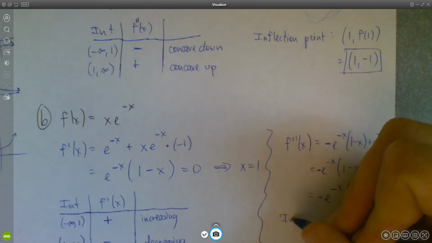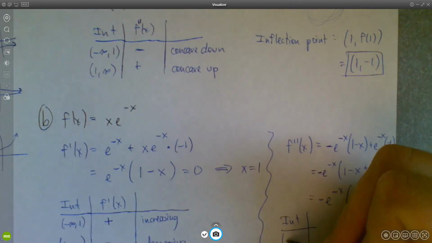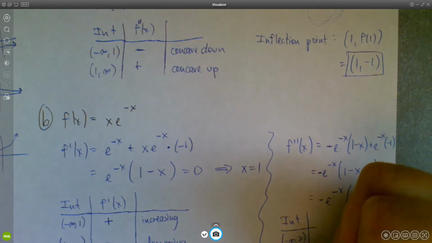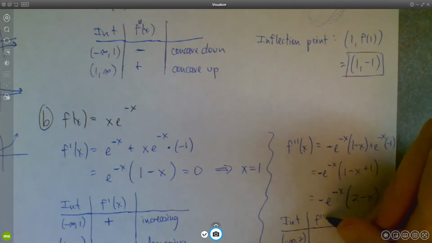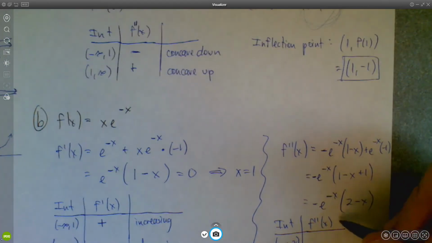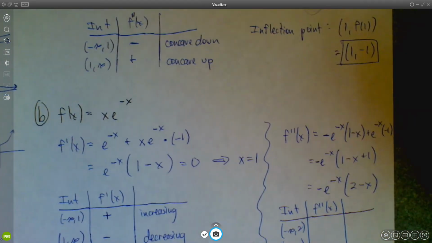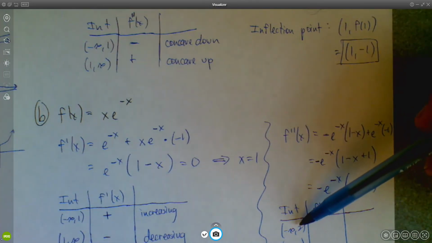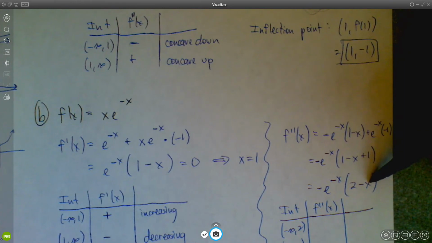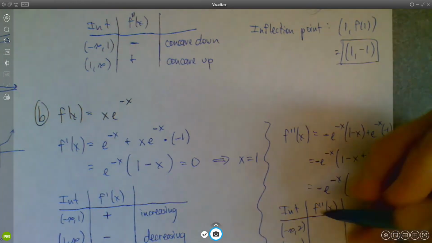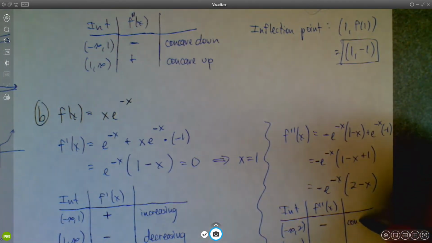So I can plug in something to the left of 2, something to the right of 2, and see where the function is negative and positive. So this is the second derivative now. If I plug in something like 0, then I'm going to get e to the 0 is 1, but it's a negative 1, so I get something negative there. 2 minus 0 is positive 2, so a negative times a positive is a negative, so it's concave down on that interval.